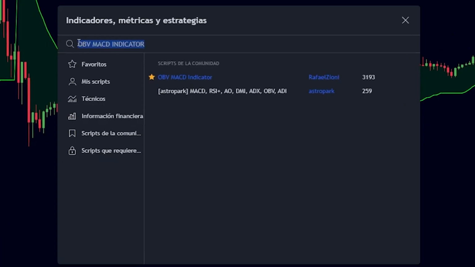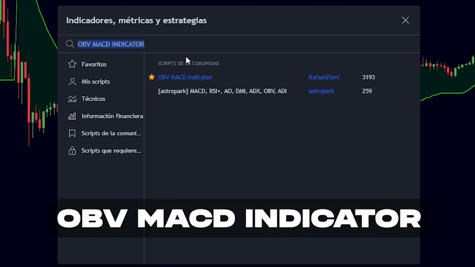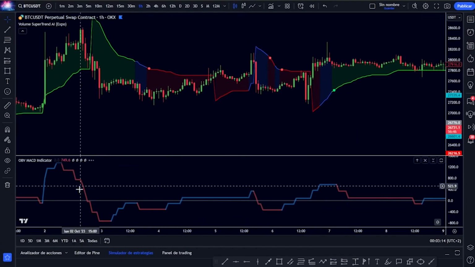We will still add this other indicator, the OBV MACD, click on it and we will see something like this.